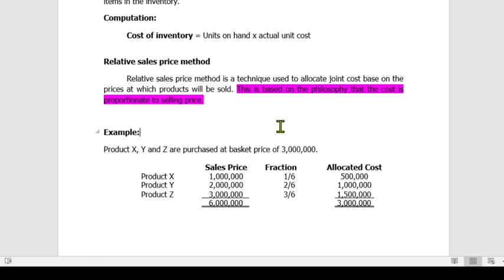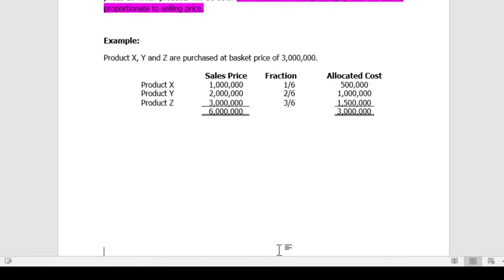So, the philosophy under the relative sales price method ay yung cost is proportionate to your selling price. Kaya, ganyan ang computation. So, the allocated cost for X is 500,000. Paano na-compute yun? 3 million times 1 over 6. For Y naman, 1 million. Paano na-compute yun? 3 million times 2 over 6. Yung kay Z naman, 1,500,000 computed as 3 million times 3 over 6. Kasi kinukuha mo yung allocation ng 3 million across the products in the basket.